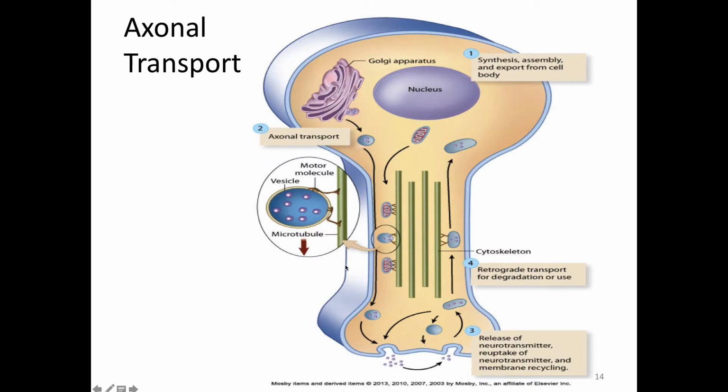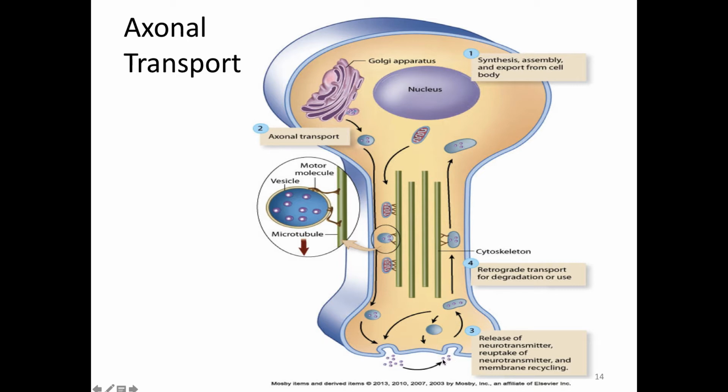So here's a picture of axonal transport. So in this direction, we're going away from the nucleus toward the terminus. So this is going to be anterograde. And notice we have motor molecules, kinesin and dynein, transporting this vesicle down the microtubule. And in this case, the vesicle is full of neurotransmitter. So that's probably going to be exocytosed down here.